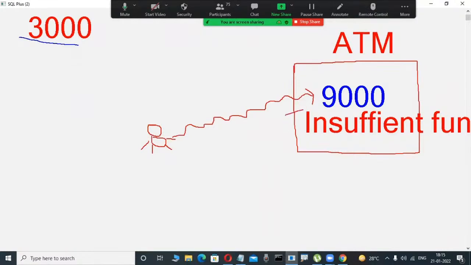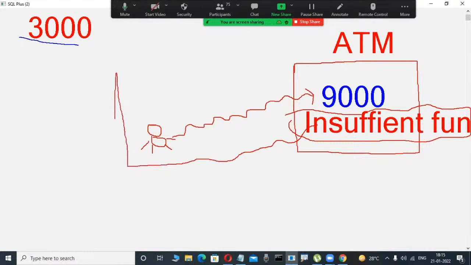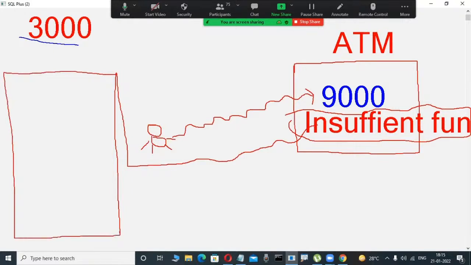In that case, only the insufficient funds message will be displayed. But how is this message possible? Does the ATM center know? No. Actually, some software engineers write coding for that, and that is important. They are writing coding, in PLSQL.